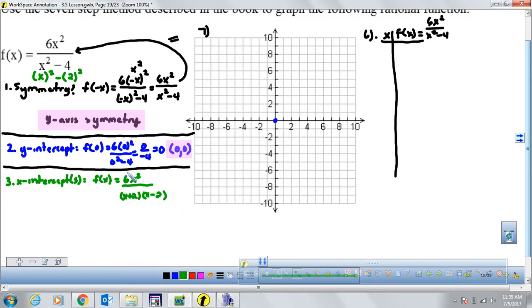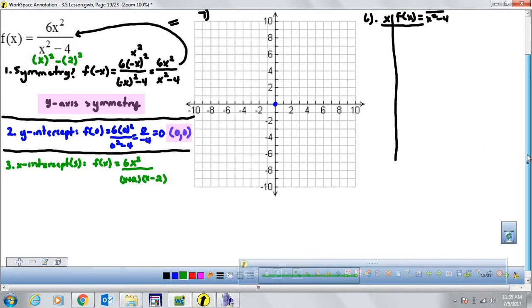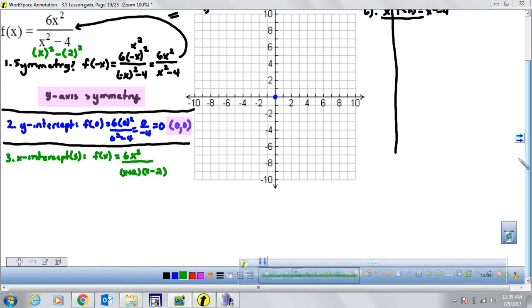Now, let me ask you this. Can I simplify any of these factors with the numerator? No, because the numerator does not have any x plus 2 or any x minus 2. So this one is already simplified. What does that mean? That there is no removable discontinuity on the function. Since we cannot reduce or remove any of these factors, there are no holes in the function.